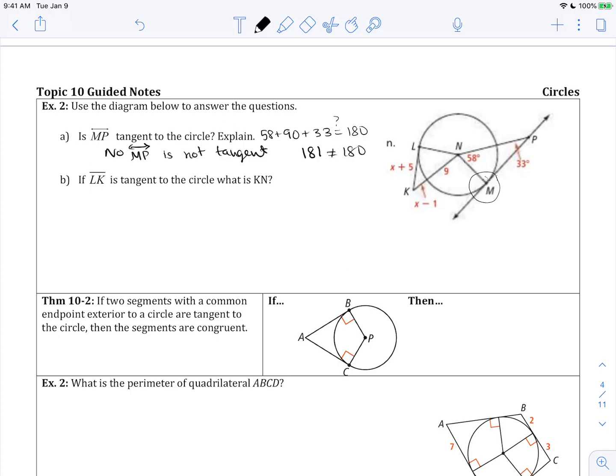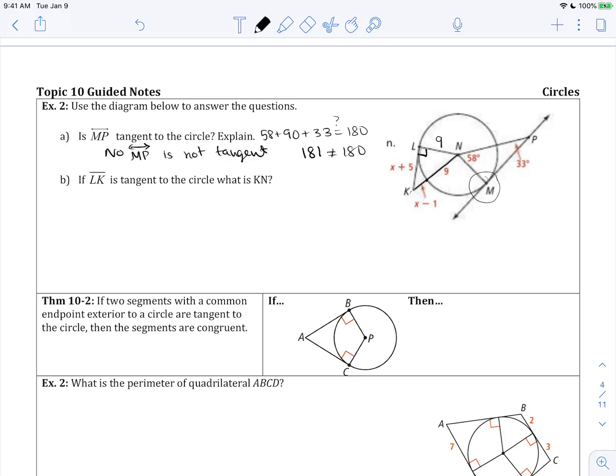Great. If LK is tangent to the circle, what is KN? So here, right, LK, we know is tangent, so now we know this is 90. We want to find KN. So if this is 9 from here to here, this is also 9, right? Those are both radii. So I can set up Pythagorean theorem to find KN.